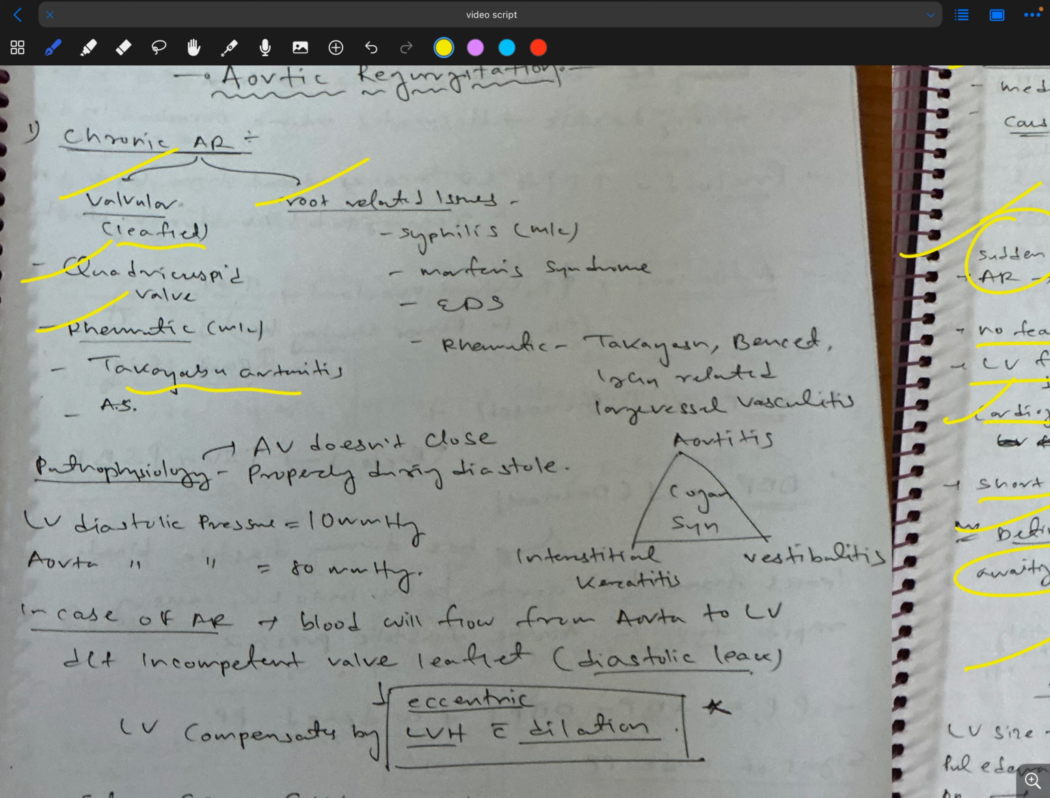Rheumatoid arthritis and ankylosing spondylitis. Root-related issues can be syphilis, Marfan syndrome, Ehlers-Danlos syndrome, and rheumatic etiology like Takayasu, Behcet's, IgG4-related disease, and large vessel vasculitis. So these are the causes of root-related issues: syphilis, Marfan syndrome, Ehlers-Danlos syndrome, Takayasu, Behcet's, IgG4. All these root-related causes will lead to chronic AR.